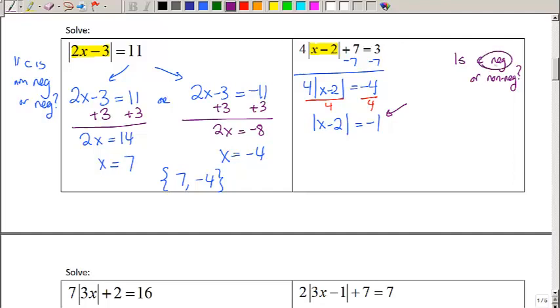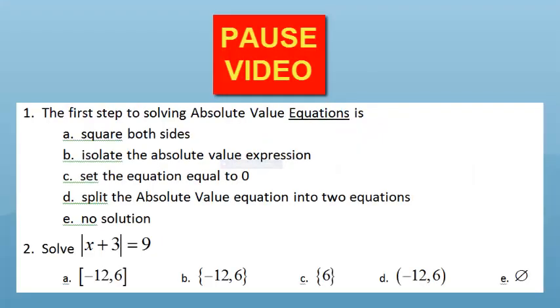So I can stop my problem right here and say that my answer is no solution, because the absolute value of any expression is either positive or 0. Can positive or 0 ever be equal to negative 1? Well, the answer is no. That can't ever be possible. So my answer is just no solution, or the null set.